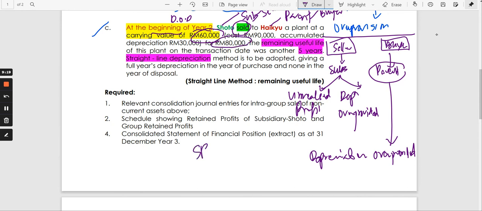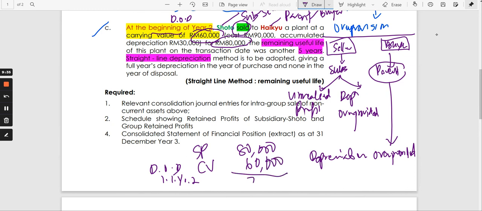So in the case here, the selling price was 80,000. The carrying value on the date of disposal, which is 1st of January year 2, was 60,000 given. So there was a profit that has to be adjusted. The unrealized profit here is 20,000. So this is what we need to adjust by removing it from the retained profit of the seller. This figure of 20,000, and we need to go and find out what the depreciation is based on this unrealized profit information.